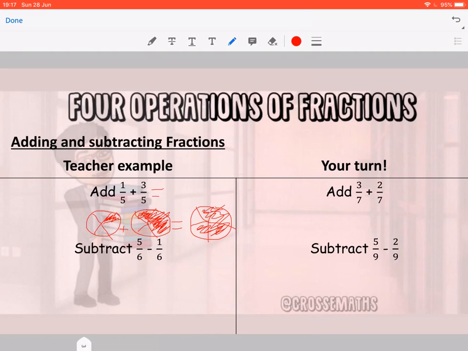So if I got 1 over 5 plus 3 over 5, all you're doing is staying out of 5, because we're dealing in fifths, and you add the top numbers. 1 plus 3 gives me 4. So it's 4 out of 5.